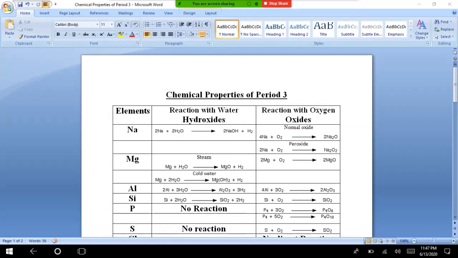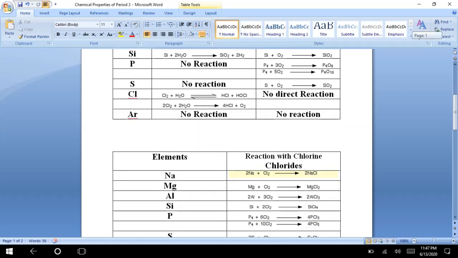As you all know, we already discussed the members of period 3 and all their related properties, including ionization energy, atomic radius, electronegativity, their physical structure, their intermolecular forces, and all other properties. Today we are going to focus on the chemical properties of period 3. What do chemical properties mean? How they react with other compounds, elements, or molecules. Today we only focus on reaction with water, reaction with oxygen, and reaction with chlorine.